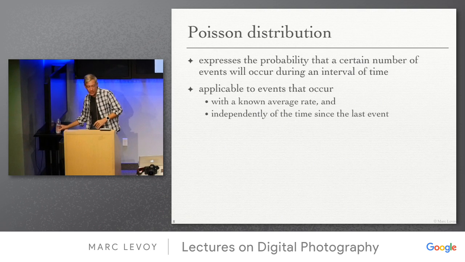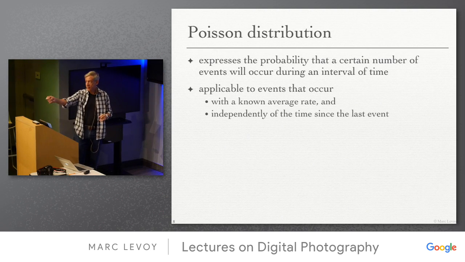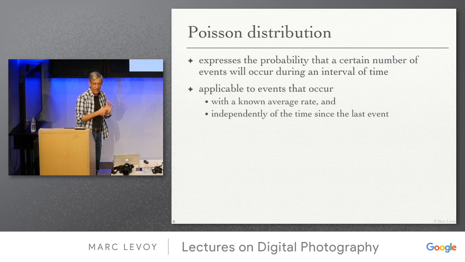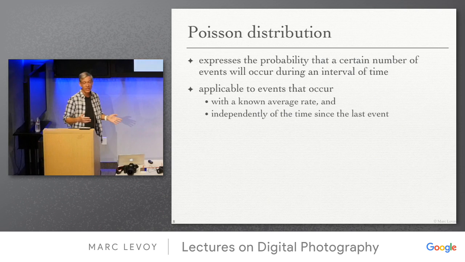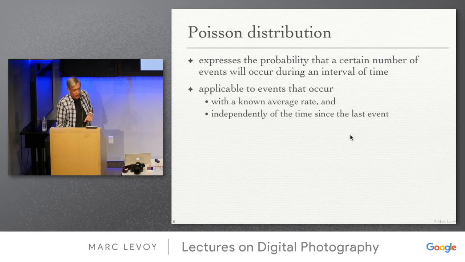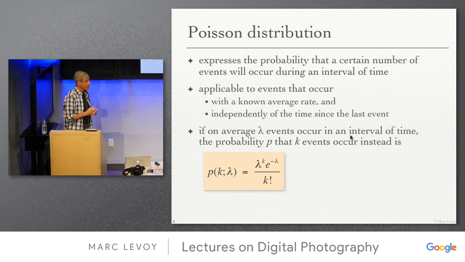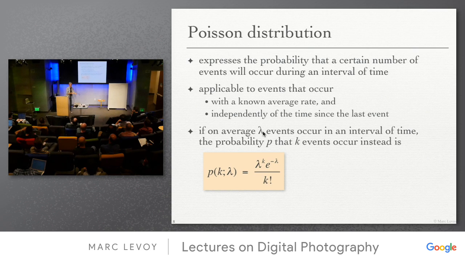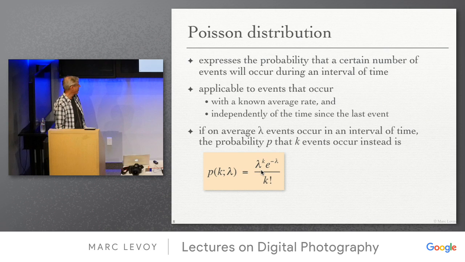So it expresses the probability of rare events. Rare meaning, if a photon strikes my sensor, the probability that a photon will strike my sensor a little bit later has not been measurably reduced. There are plenty of photons in the universe. And for that, the Poisson process is appropriate. So it occurs with a known average rate and independently of the time since the last event, which is what I had just said. So here is the Poisson distribution. And so what that's saying is, on average, lambda events will occur in a certain interval of time, but there's some probability that a different number will occur rather than lambda. And the probability that k events will occur instead is given by this formula.